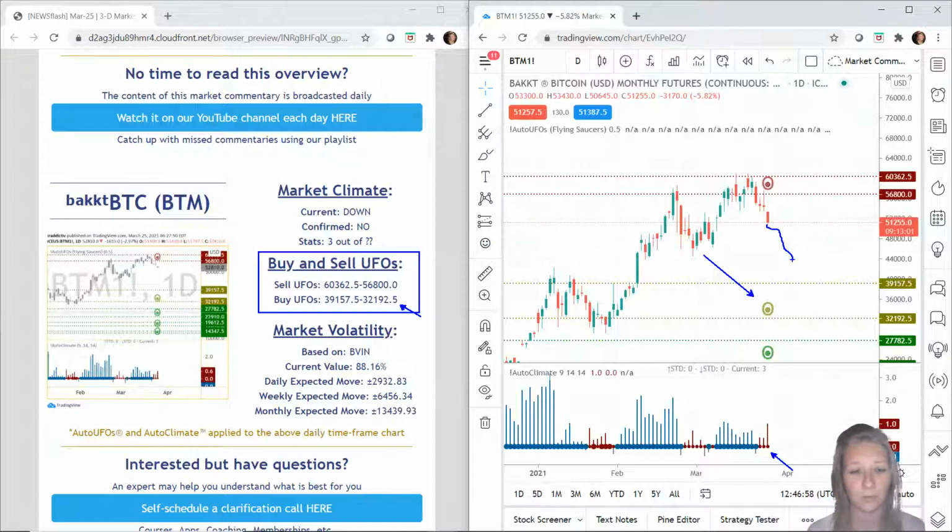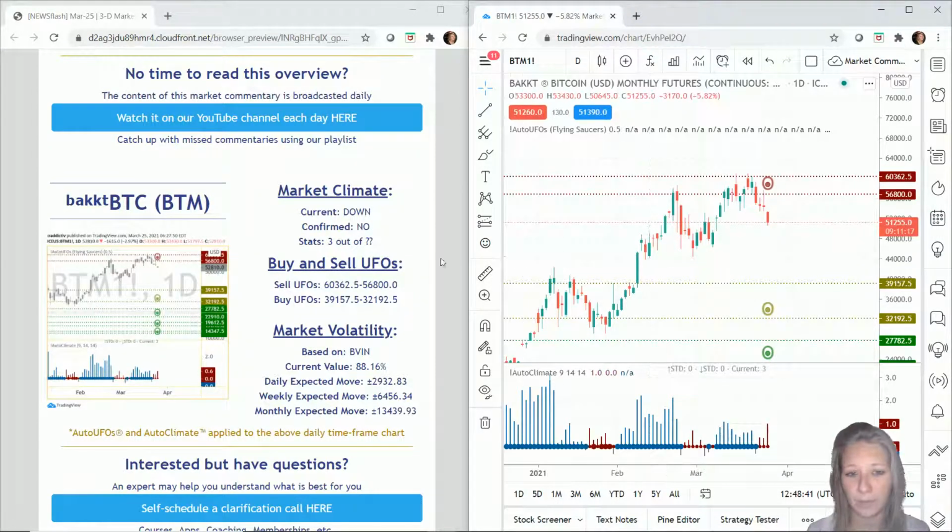At the moment, the climate is not really giving us any information, but based on the UFOs, our proximity to the sell UFOs, having just reacted to them, and our opposite of proximity, further away from our buy orders, gives us more probability to the downside there.